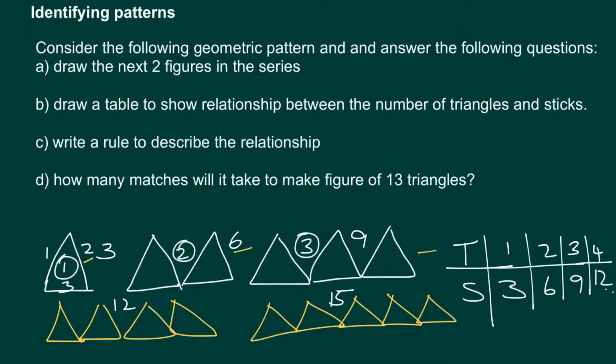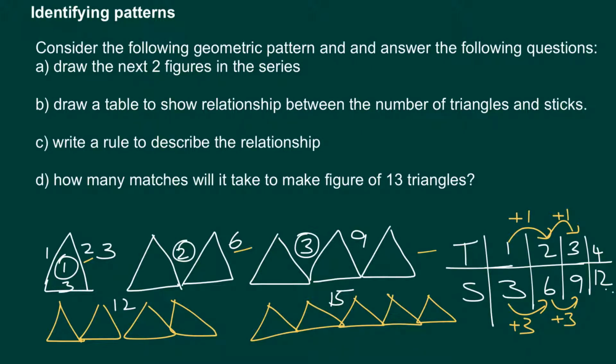C says, write a rule to describe the relationship. So guys, as we can see, as one triangle goes up, so if there's one more triangle, there are 3 additional sticks. Similarly, another triangle comes in, another 3 sticks come in. So that right there is the relationship between the number of triangles and the number of sticks.